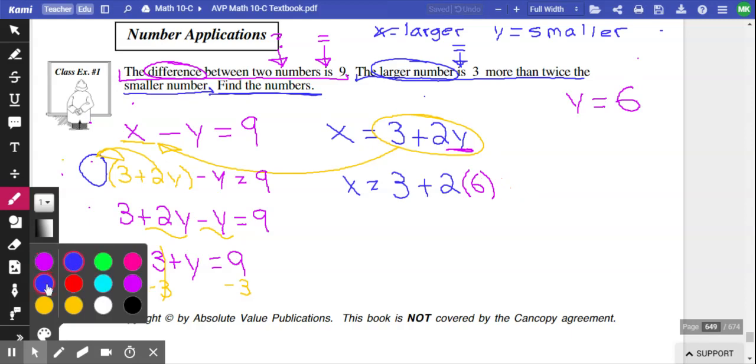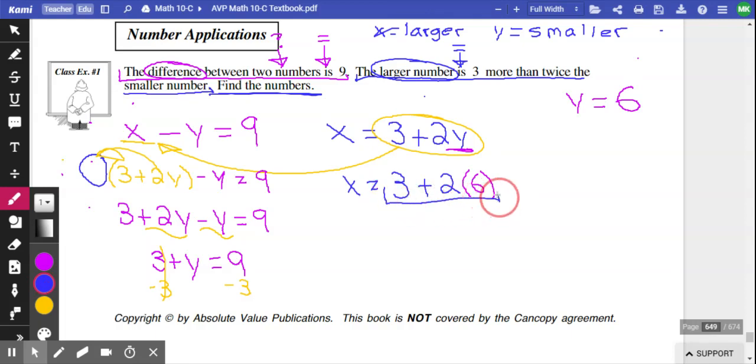Once you've done this substitution, all you need to do is put this in your calculator. And that will tell you what x equals. In our case, x equals 15. That means my two numbers are 6 and 15.